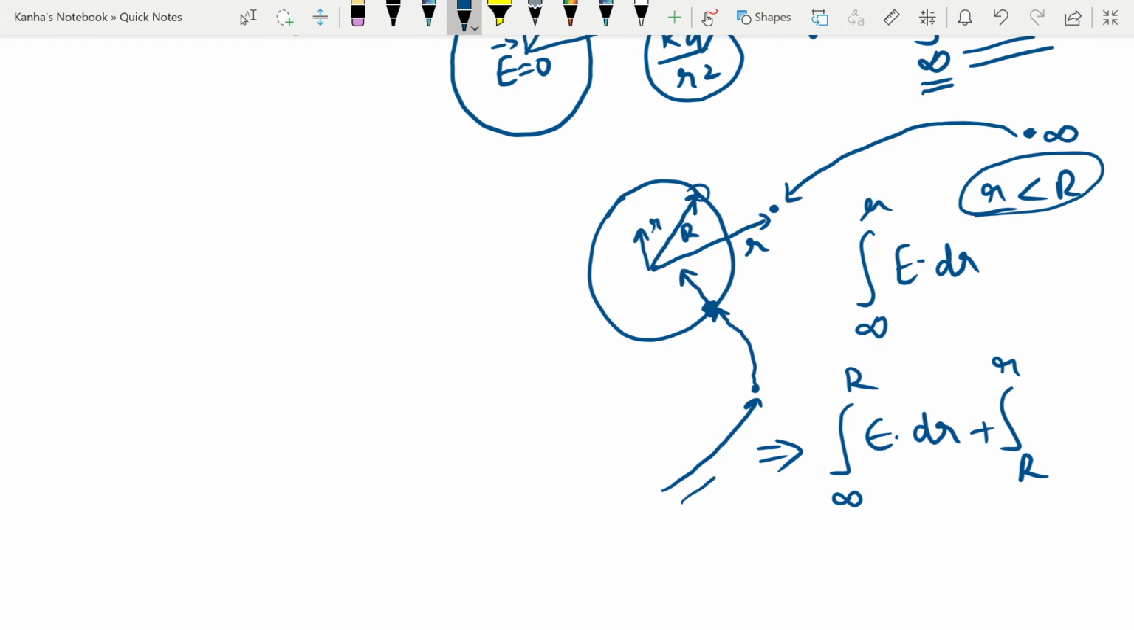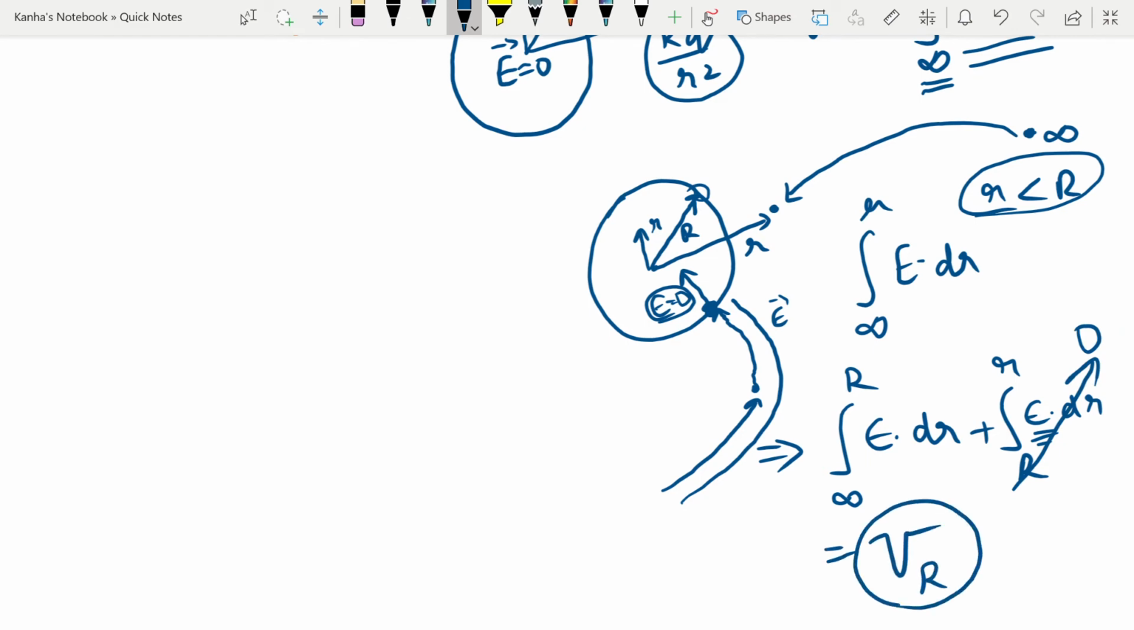So in this first half of the trajectory, it is experiencing an electrical field which is finite. But as soon as it gets inside, the electrical field that it will face here is 0. So by E dot dr, whatever I write here, this E inside is 0. So this goes to 0. What this leaves me with is the potential at the surface.